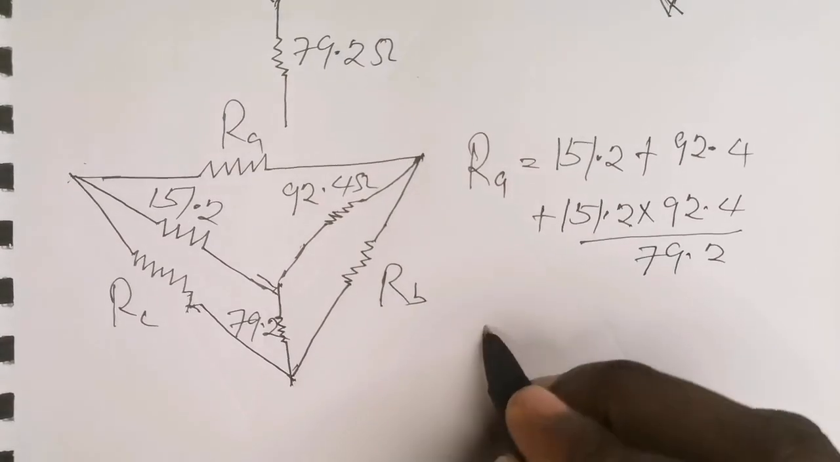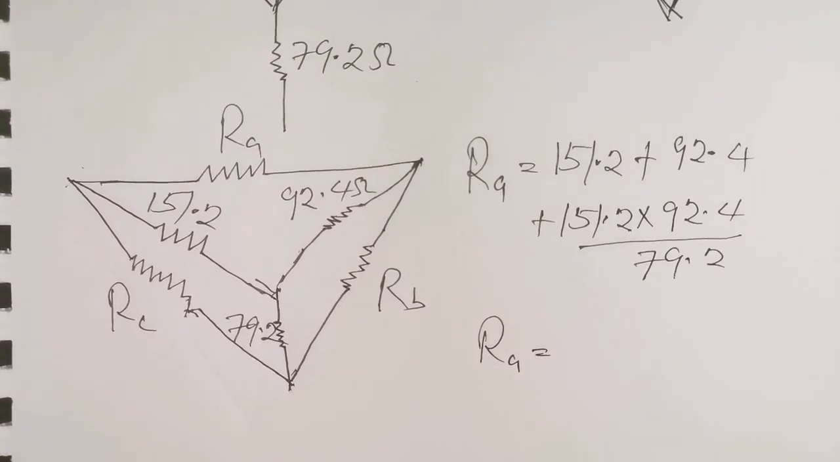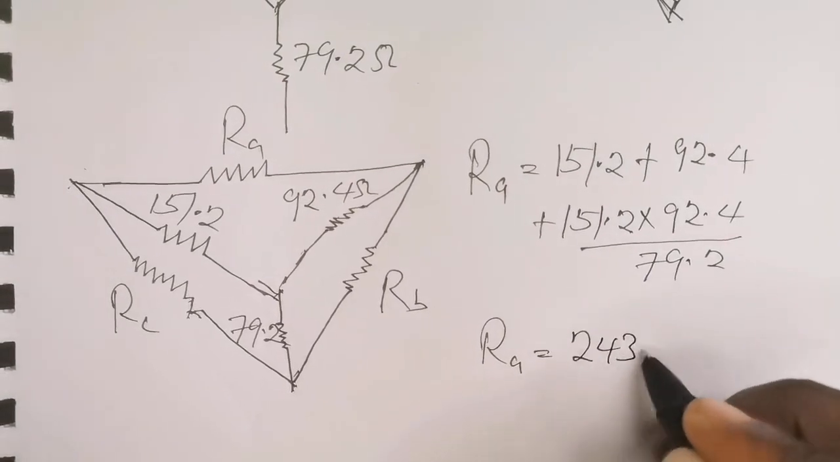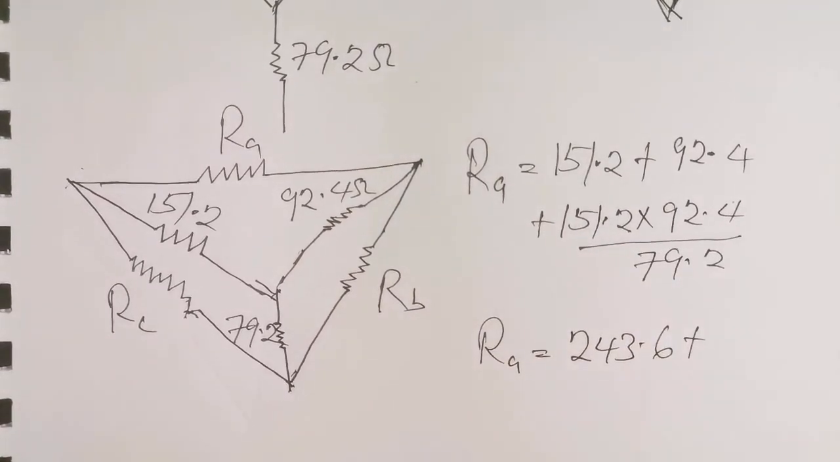So RA is going to be equal to, let's find 151.2 plus 92.4. So we have 243.6. This gives us 243.6 plus. Now let's find this product divided by this.